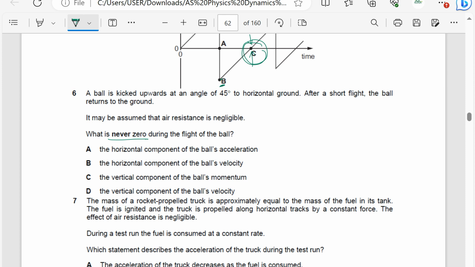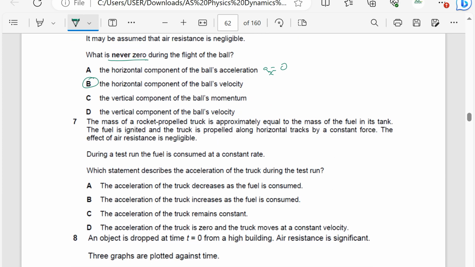The horizontal component of the ball's acceleration, there is no acceleration, of course, in the horizontal. The horizontal component of the ball's velocity, this one remains constant and never 0. The vertical component of the ball's momentum. Of course, velocity at the highest point is 0 in the vertical, so the vertical component becomes 0 at the highest point. The vertical component of the ball's velocity is 0 at the highest point, so the answer is just B.